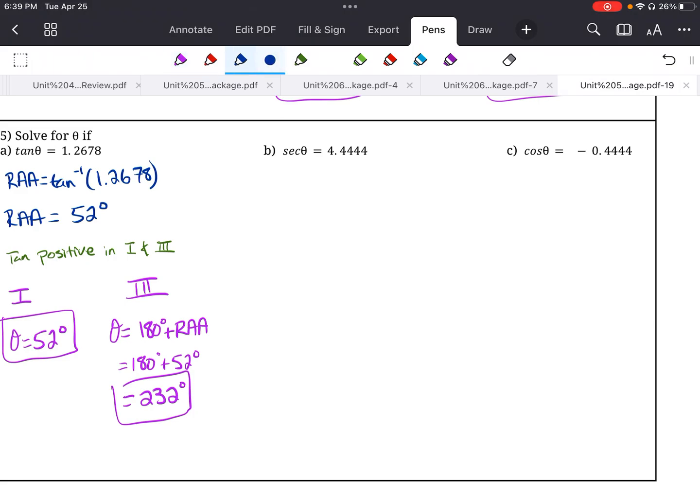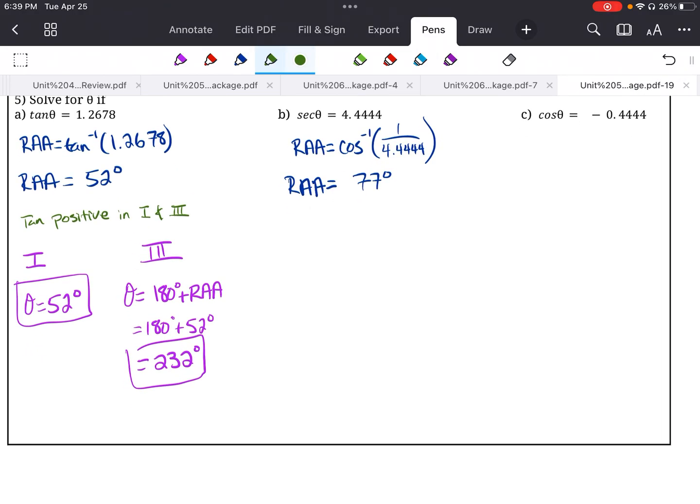Okay, secant, again, not a button on the calculator, so we need the reciprocal. So for the RAA, the reciprocal of secant is cos. And we need to find the reciprocal, so it's 1 over 4.4444. So we get a RAA of 77 degrees. The 4.4444 was positive. Cos is positive in 1 and 4.